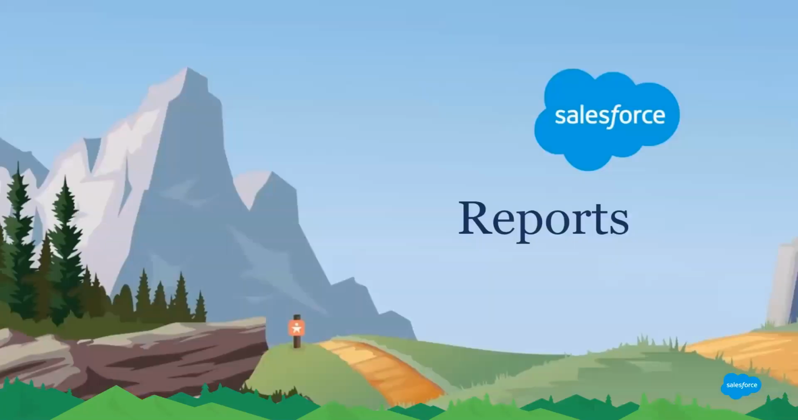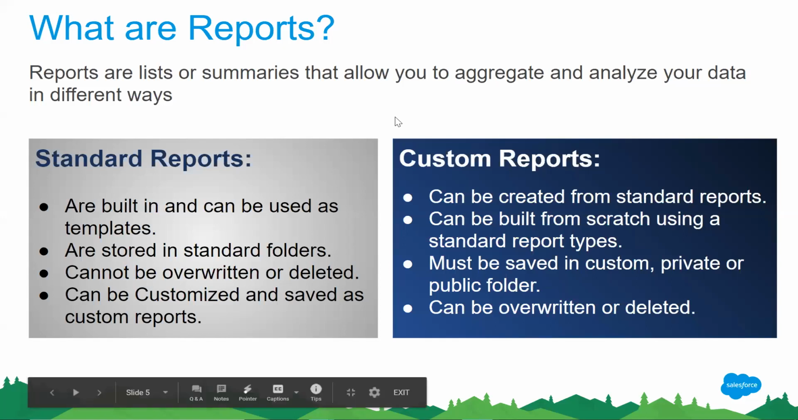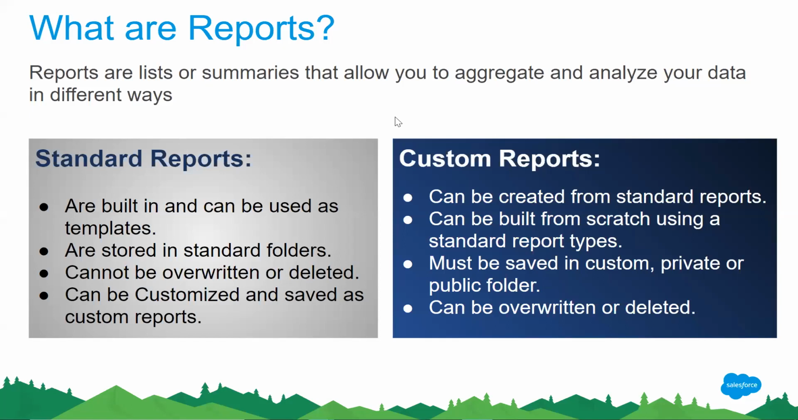So what is a report? Reports are a list of data that allows you to aggregate and analyze your data in different ways. There are two types of reports: one is standard reports, and another is custom reports. Standard reports are pre-built templates that I can make use of. They are mostly stored in standard folders, and we cannot override or delete the standard reports. I can customize them, but if I do, I have to save as a custom report.